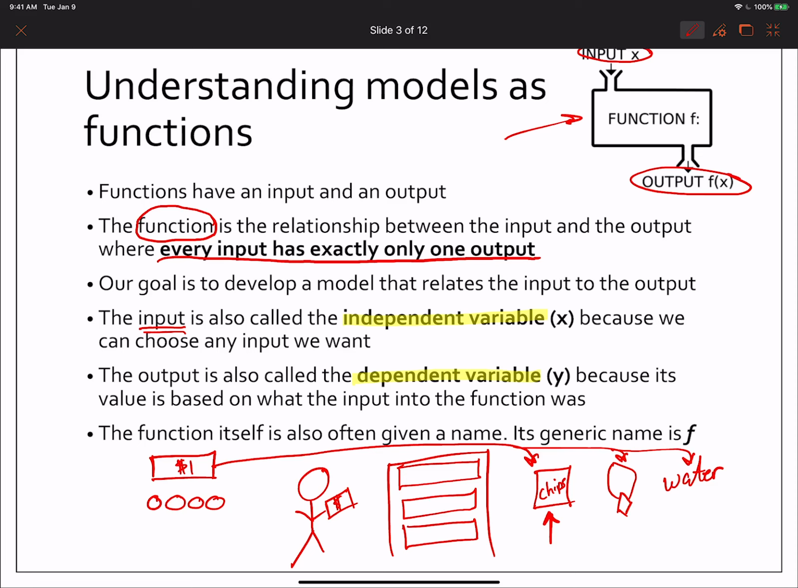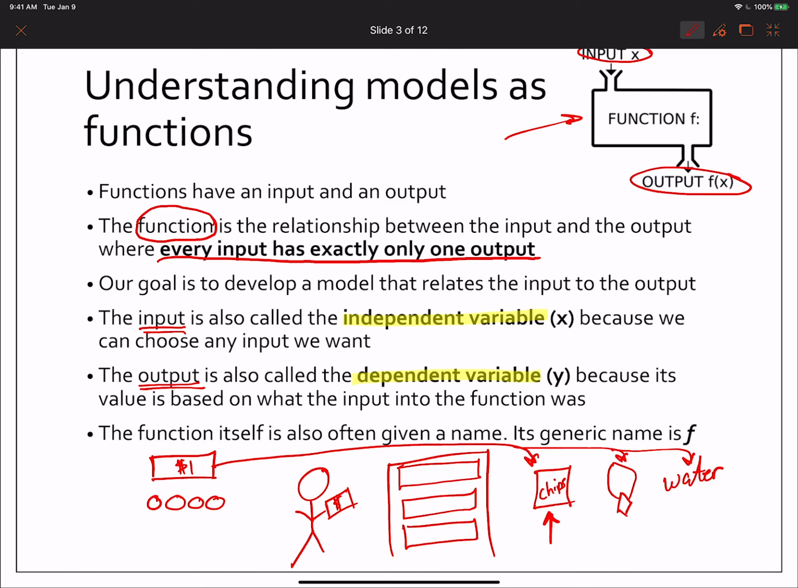Now our dependent variable, that's our output. We call it dependent because it depends on what input we put into the function, right? So we can't get a random output out. Our output is based on the input. It has to be based on the input, right? So it's dependent on the input because it's based on the input.